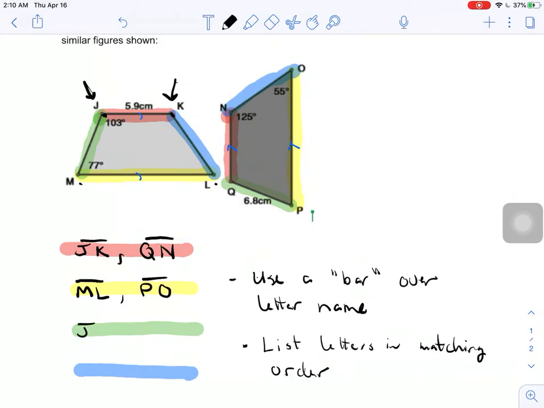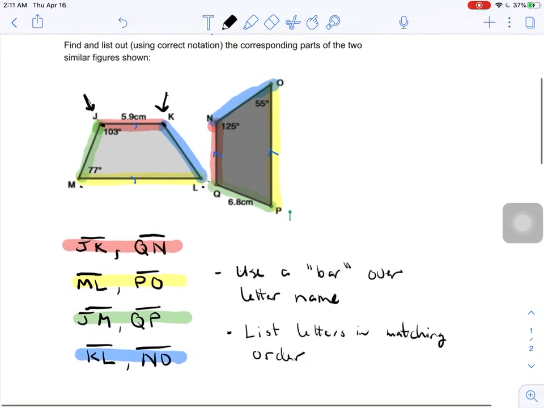So the green side, JM. I listed red and green first and yellow and green second. So red and green first on the other shape would be Q. Yellow and green on the other shape would be P. So you can see that we're trying to go in the same order, matching order, when we're listing things out. And the last side is KL. Going in matching order from red to yellow, if I go from red to yellow on the other one, it'd be NO for the blue side. So those are our corresponding sides written out using correct notation and in correct order because order matters.